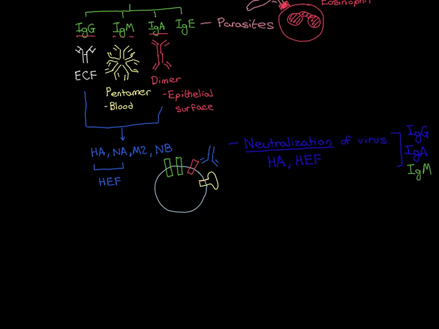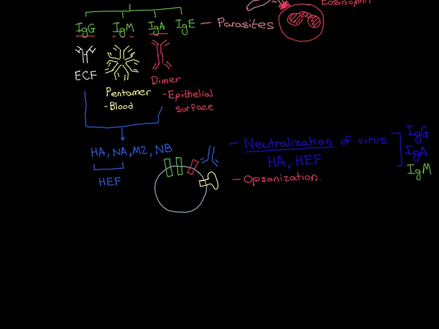Okay, so what other things then can IgG do that IgA can't do? Well, IgG can also result in opsonization of virus particles. So this is another way in which IgG is going to fight against the influenza virus particles. So opsonization. Now, what does opsonization mean? Opsonization means promote phagocytosis.